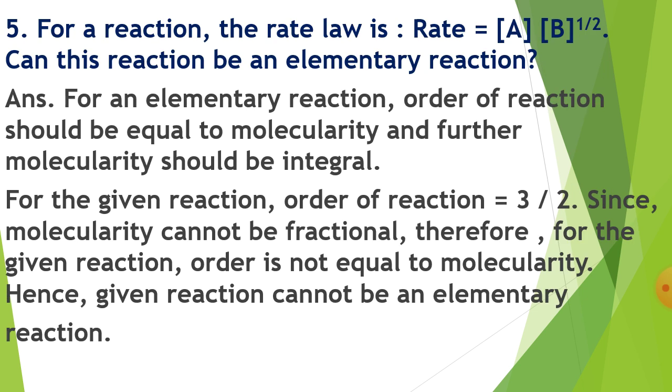Now question number 5. For a reaction, the rate law is given here: rate equals A to the power 1 and B to the power half. Can this reaction be an elementary reaction? So we have to find the order of reaction. So A to the power 1 plus B to the power 1 by 2. So this will give 3 by 2 order of reaction.